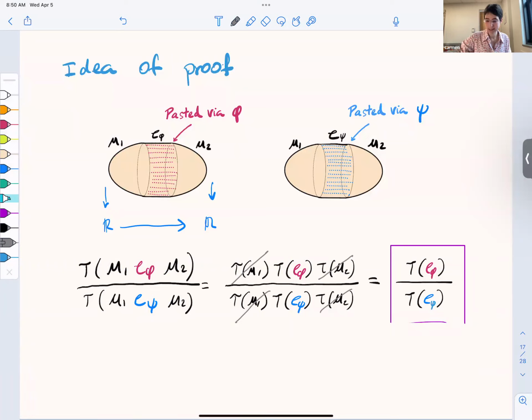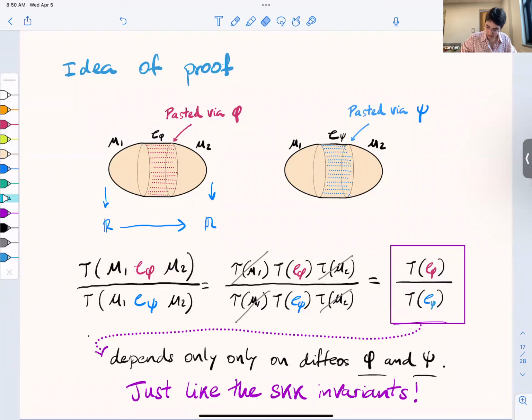Okay, so what does this result tell us? If you observe carefully what's happening there, what does that depend on? The only remaining information is the mapping cone. The only remaining information is your phi and your psi. So the only remaining information are the diffeomorphisms that you started with. And if we remember how we defined it, the SKK invariance only depends on the gluing diffeomorphisms, just exactly like what's happening with this TQFT.